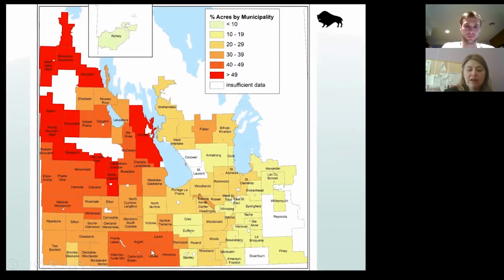And down here, Lorne, Louise, Pembina, they also have very high acres every year that are canola. So this really does indicate where some of those risks are. If you're growing a lot of canola, you're probably at a higher risk just because you do have that crop that is susceptible.